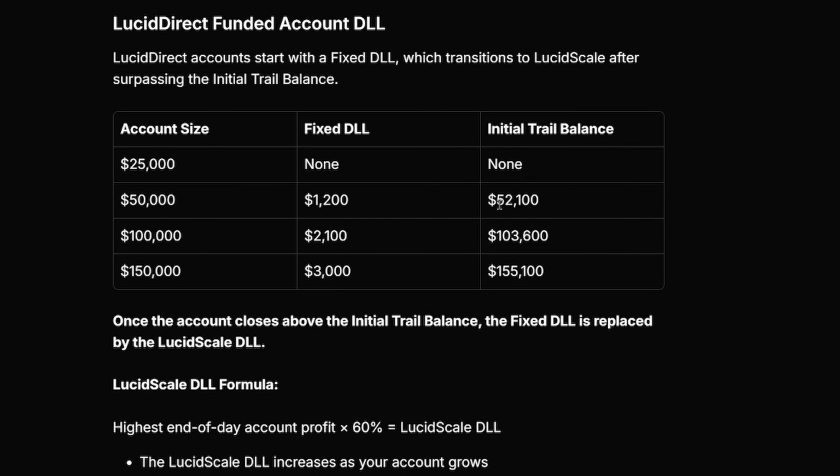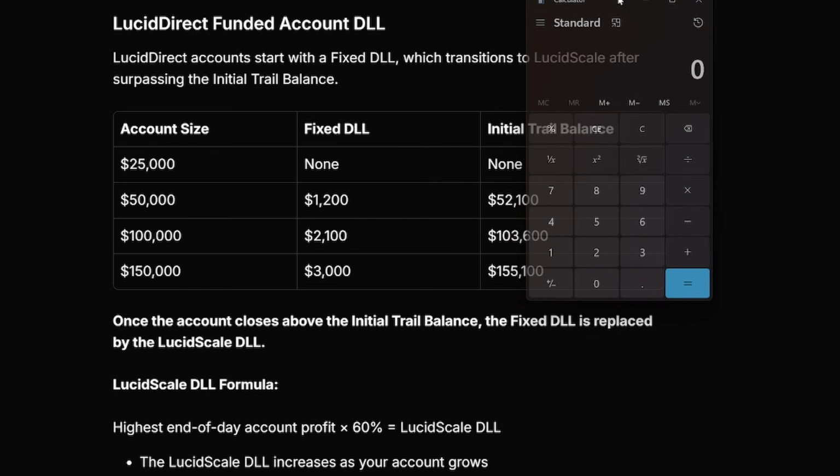So let's say in this account, you have now made $3,000. Well, if we pull up the handy dandy calculator real quick, $3,000 times 0.60. Well, instead of having a daily loss limit of $1,200, you now have a daily loss limit of $1,800. And keep in mind, this is a soft breach. If you hit that level, you will not lose the account. You're only put in timeout in the penalty box until 6 p.m.